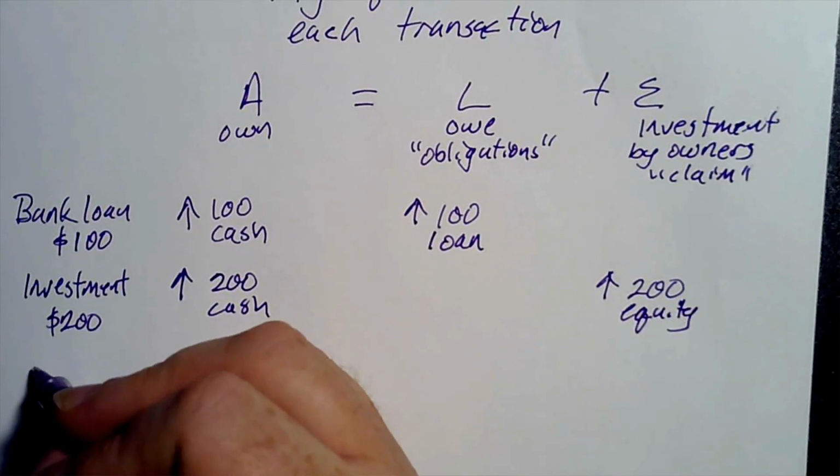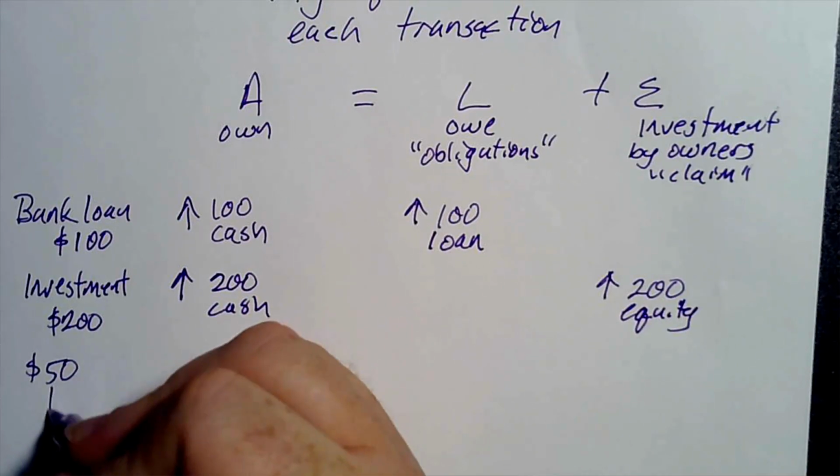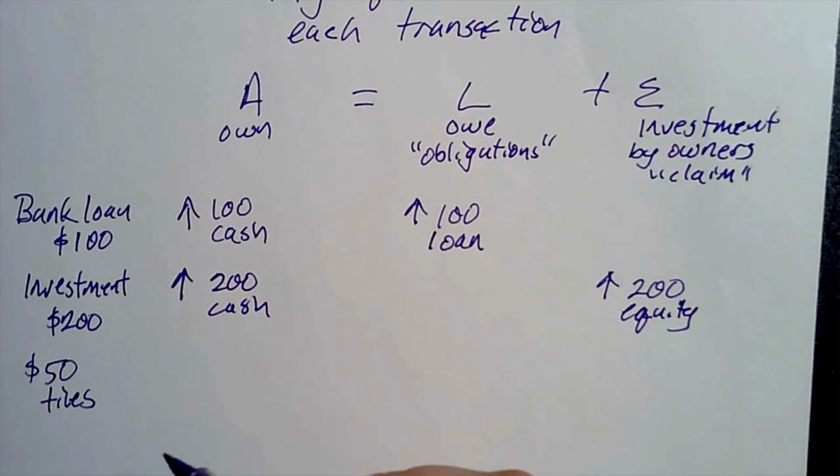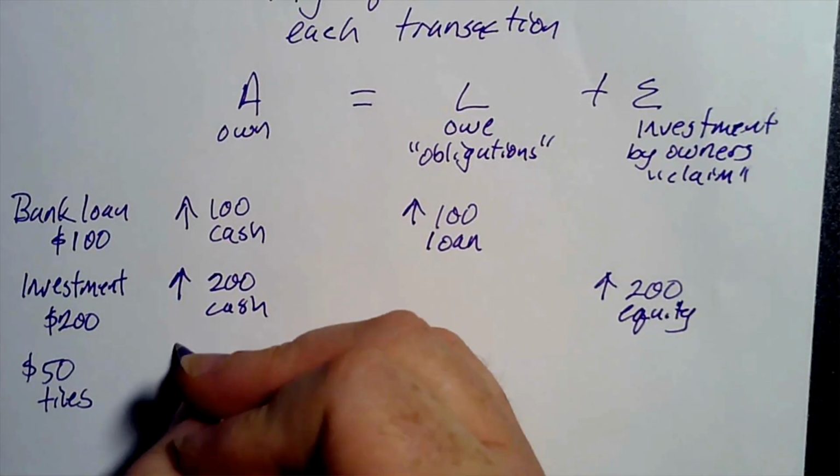Let's keep going. Let's say we're a home builder, or some sort of builder where we use wood. Let's say we buy $50 worth of tiles. Well, what's happening? Start with the easy part. When we bought the tiles, did cash go up or down? Cash went down.